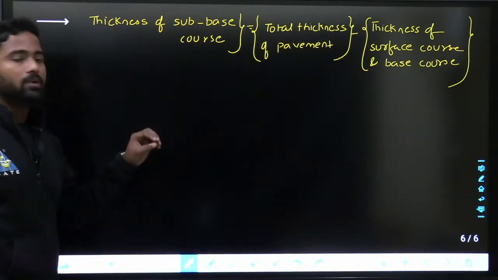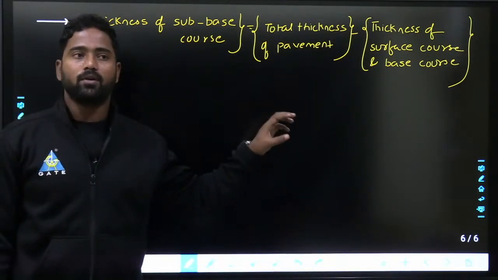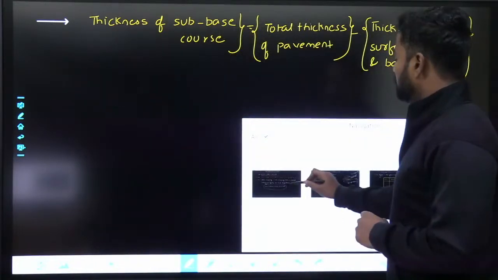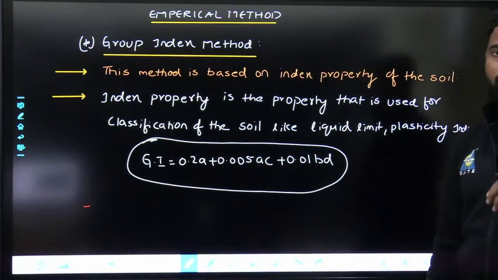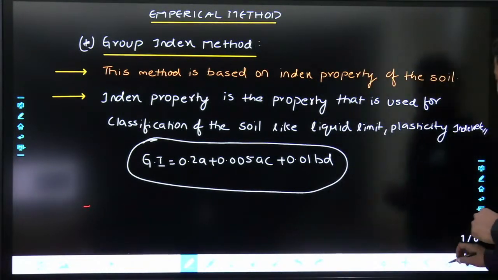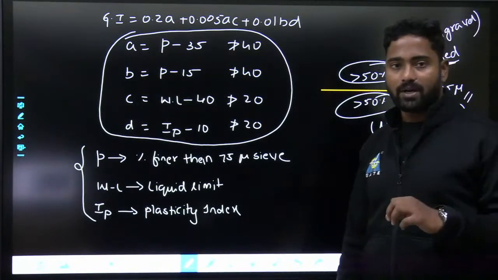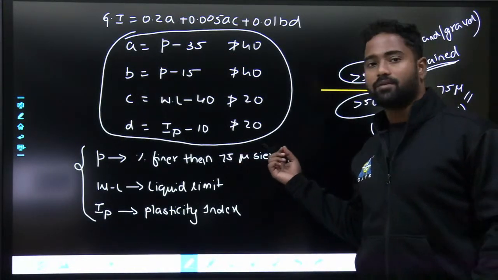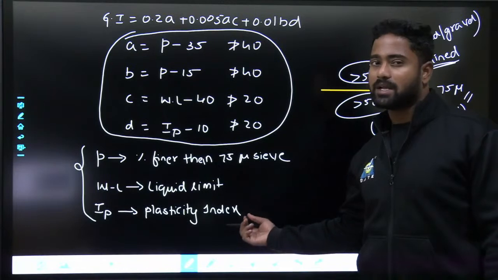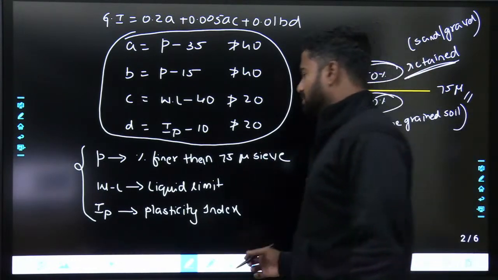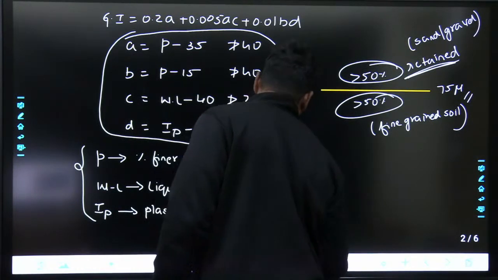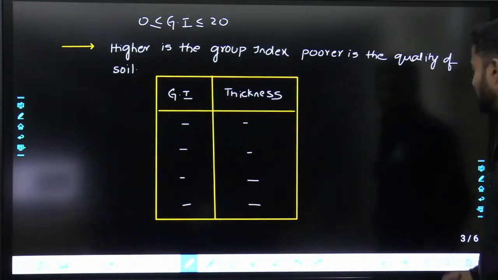So, this is how you will be calculating the thickness of the pavement based on group index method. Once again, from the starting, group index method is based on index property of the soil. Index property is that property which is used for classification of the soil. I have given you the formula to find the group index, where P is the percentage finer than 75 micron, WL is liquid limit, IP is the plasticity index. Plasticity index equals liquid limit minus plastic limit, WL minus WP. Based on that you will calculate group index.